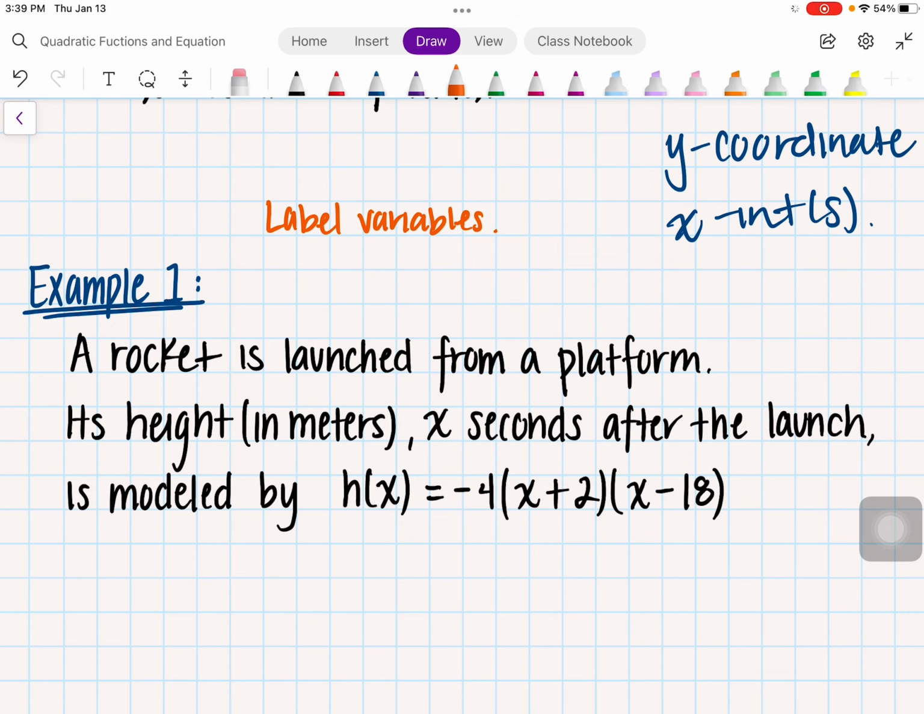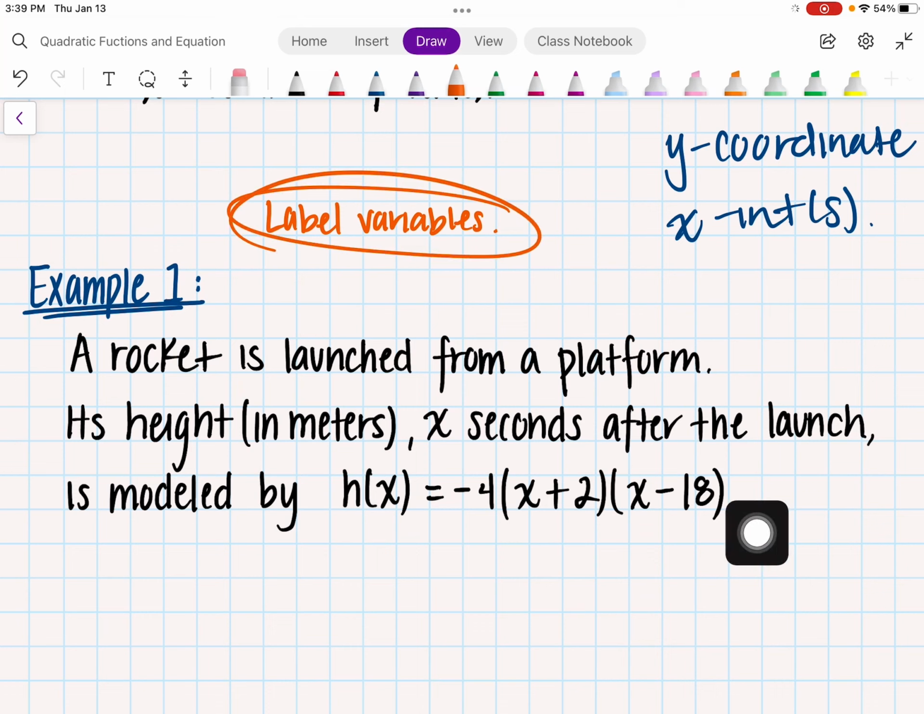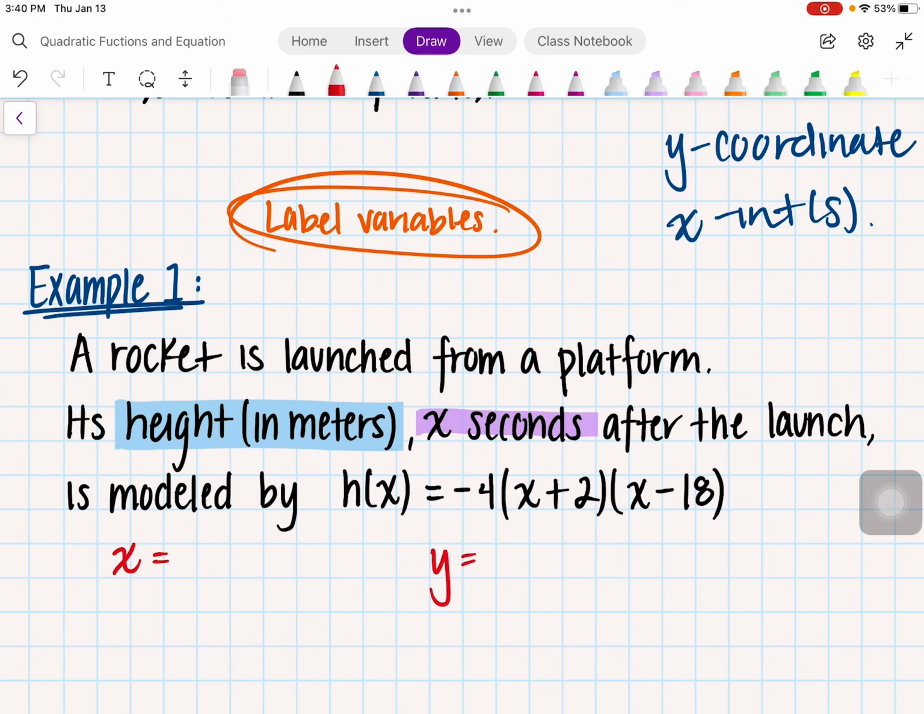Label variables. And this is important because whenever we're reading through the word problems, they are going to be giving us certain units, which are going to be representing x or y. So the first thing we want to do is label the variables. Now, in the word problem, they are giving you two units of measure. One of them is the height in meters, and the other one is x seconds. So we want to identify what represents x and what represents y.